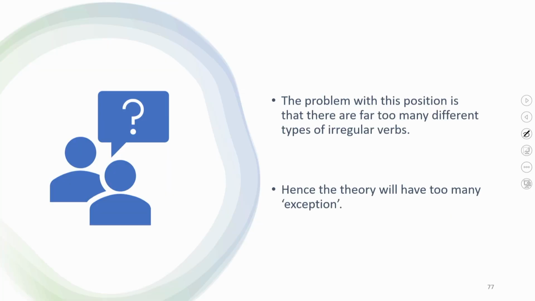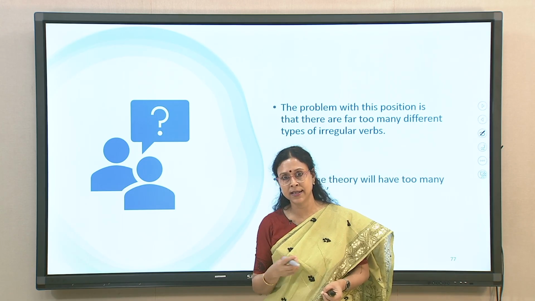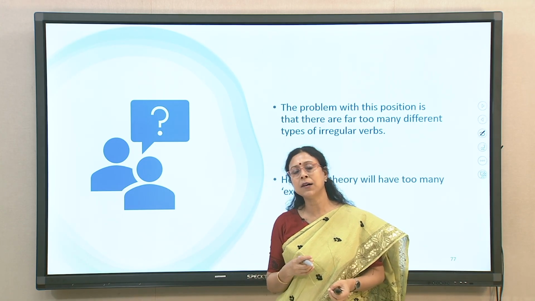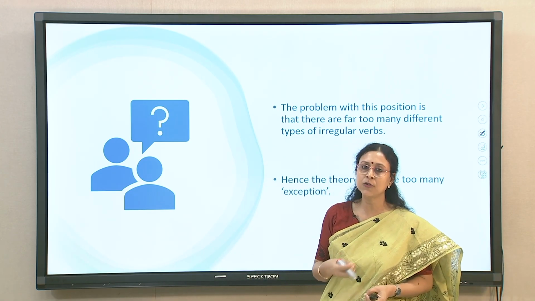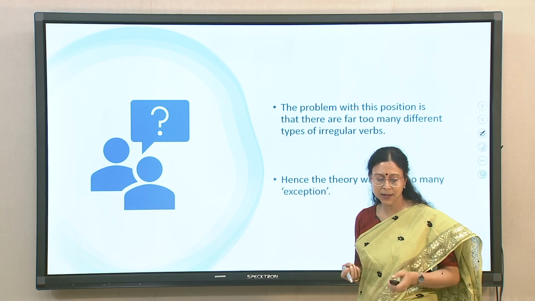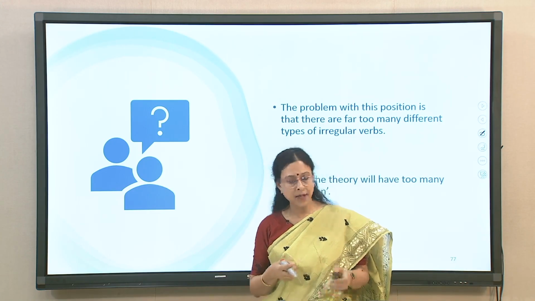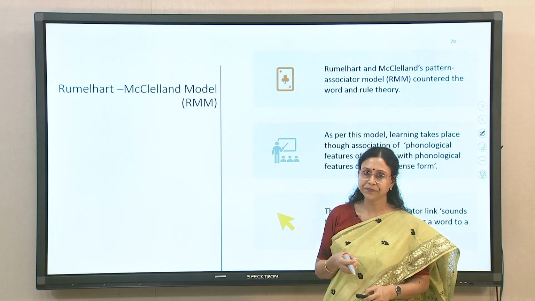The problem with this position is that there are too many irregular verbs in the English language, too many different types of irregularities, let us say. If you need to have a theory for each of them, you need too many theories, and also too many exceptions. That is the problem with looking at irregular verbs from the traditional generative framework.